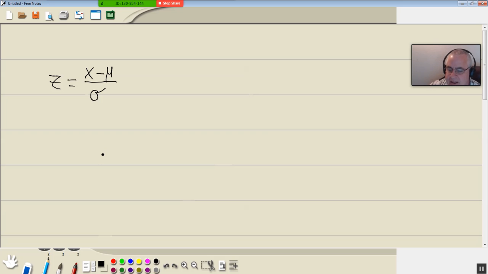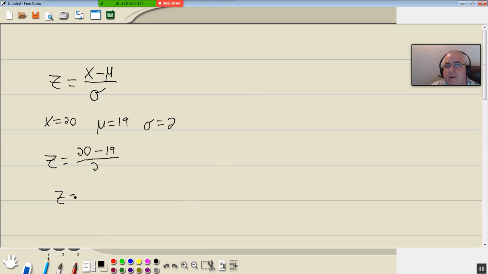You can also, if it asks you to find a z, then you can use this formula in some cases. Here's one I'm looking at that gives you the mean, gives you standard deviation, then they want you to find the z-score corresponding to something. So it's not hard. If you're given x is equal to 20, mu is equal to 19, sigma is equal to 2, you just plug those in. So we'll have 20 minus 19 divided by 2. 20 minus 19 is 1, so we got 1/2, or z is equal to 0.5.